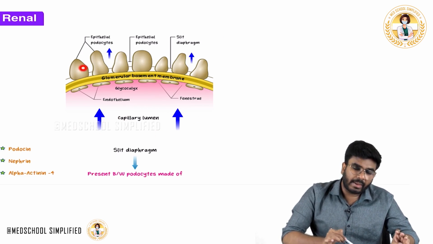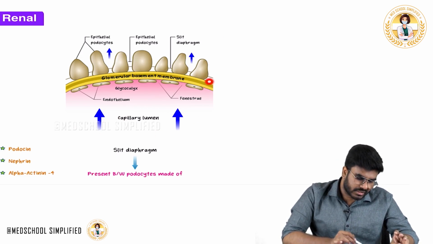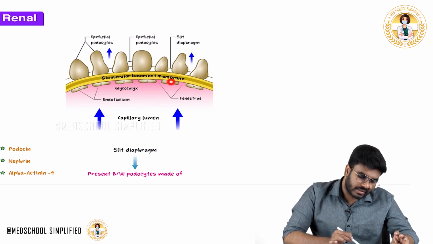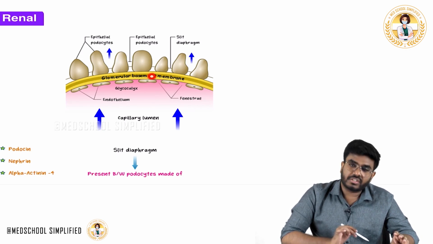Here inside is the capillary lumen. Now, what is this structure which I am showing you? This is the filtration barrier. Fluid has to move from here to Bowman's capsule, and it has to cross these 3 layers. Layer number 1 is called the endothelial layer. We know this endothelial layer is having gaps, and these gaps are called fenestrations.